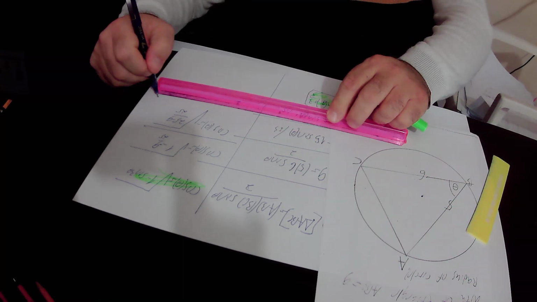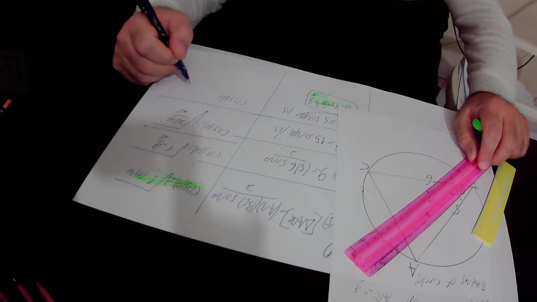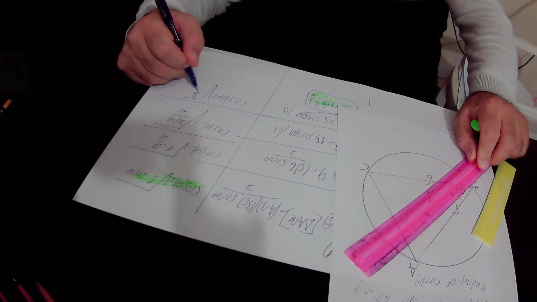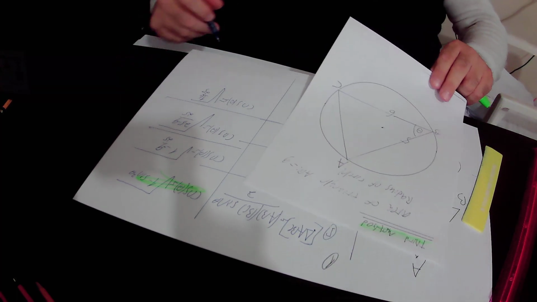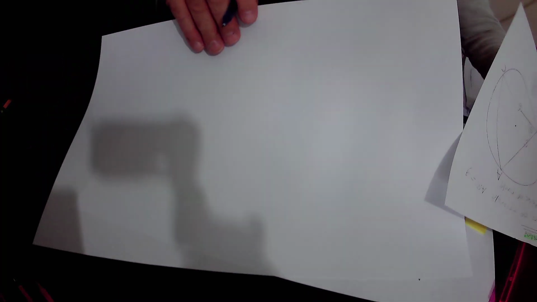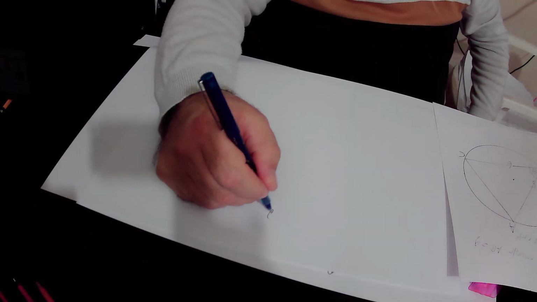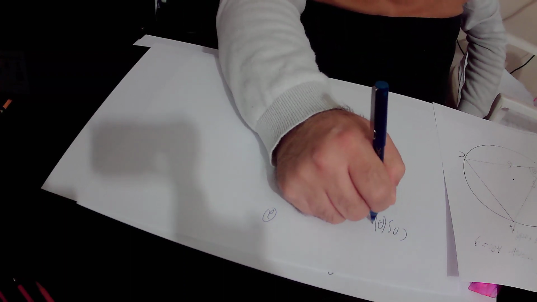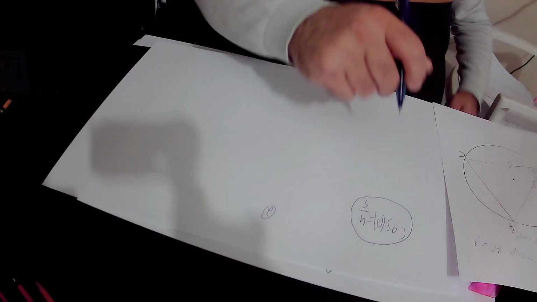So we actually found out that cosine theta equals 25 minus 9 is 16 over 25, under the square root. So we actually found out that cosine theta equals the square root of 16 is 4 and the square root of 25 is 5. So cosine theta equals 4 fifths.